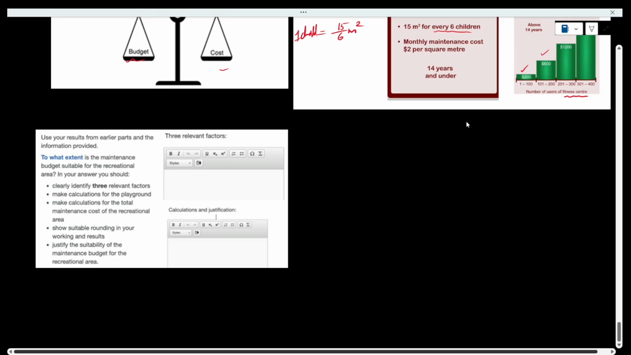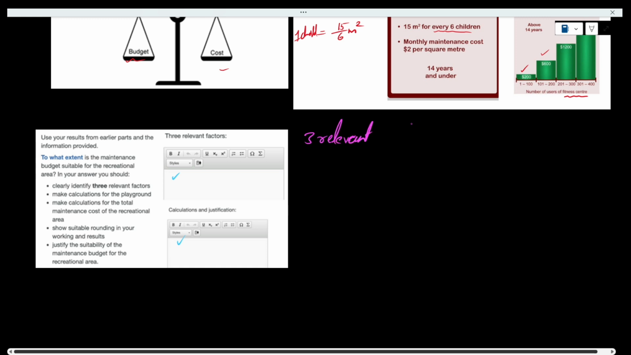So how are we going to do it? Here you need to first write down three relevant factors which are going to impact the maintenance and the uses of the fitness center. So what is the first one here? You can write down in the answer, you need to type in this area, okay? Three relevant factors. You need to write down a minimum of three. You can write down more than three also, but minimum three are required because they have mentioned three.